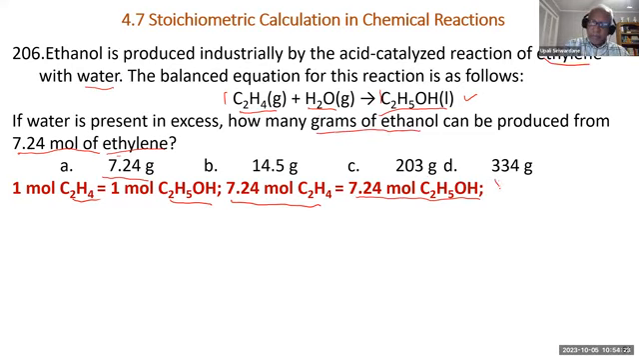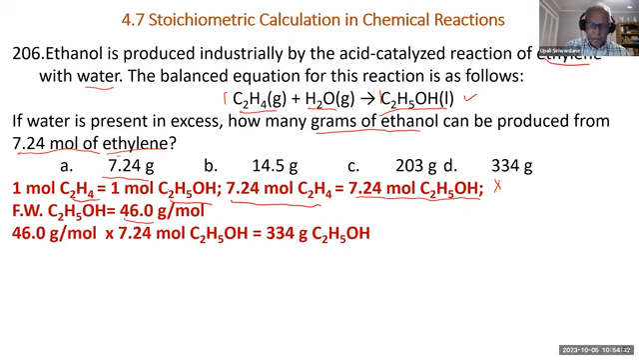You have to multiply by the molar mass of ethanol. Molar mass of ethanol is 46. Moles multiplied by molar mass, you get 334 grams of ethanol. That's the correct answer. You have to carefully look at what you're converting and how you get the conversion factors from one chemical to another. How do you convert ethylene to ethanol?